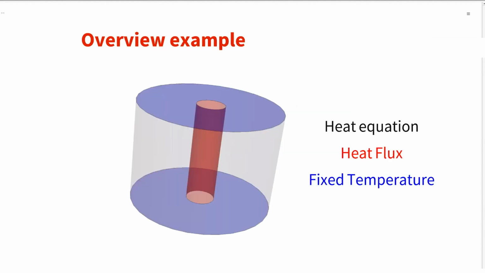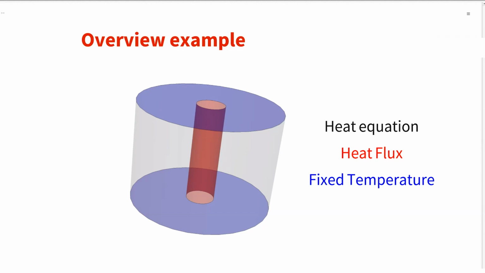So let's look at an example. What I have here is a heat equation that I'd like to solve over a cylinder that's hollow, that has something taken out in the middle. So in the middle, the red part, that has a heat flux. So the energy is going out through that part.